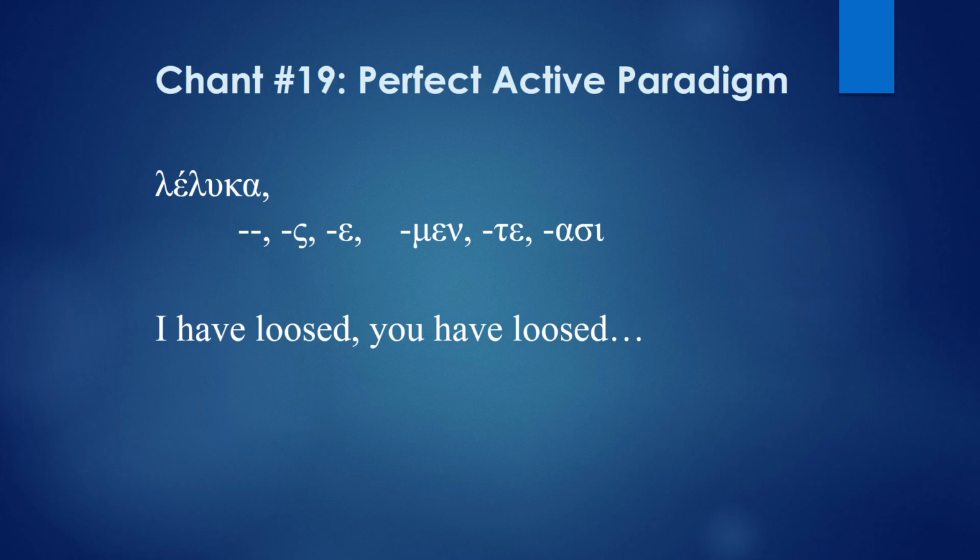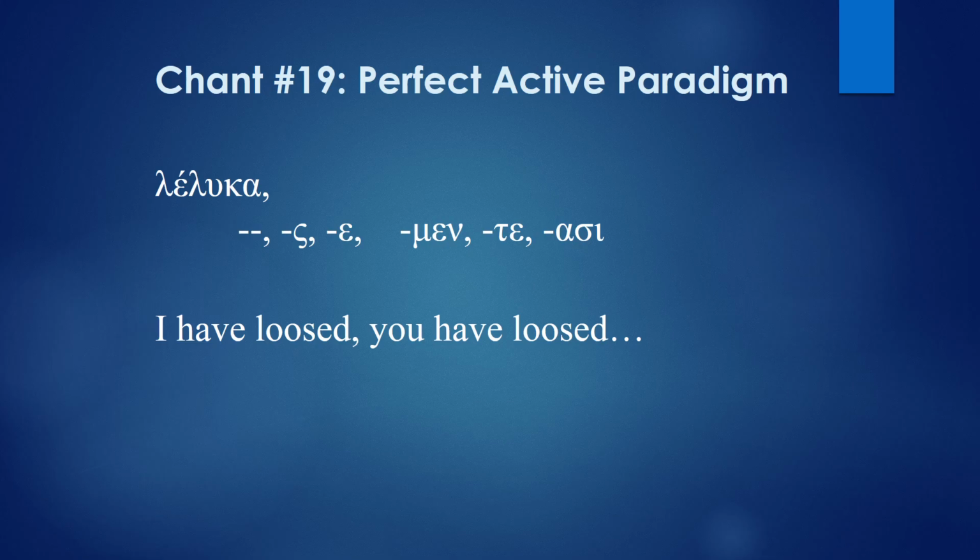Leluka, I have loosed. The ending for the first person singular is a null form, there's no ending. It's just leluka, I have loosed. S is the second person singular, you have loosed. Is the third person singular ending, he, she, it has loosed. First person plural ending is men, we have loosed. Te is the second person plural ending, you or you all have loosed. And si is the third person plural ending, they have loosed.